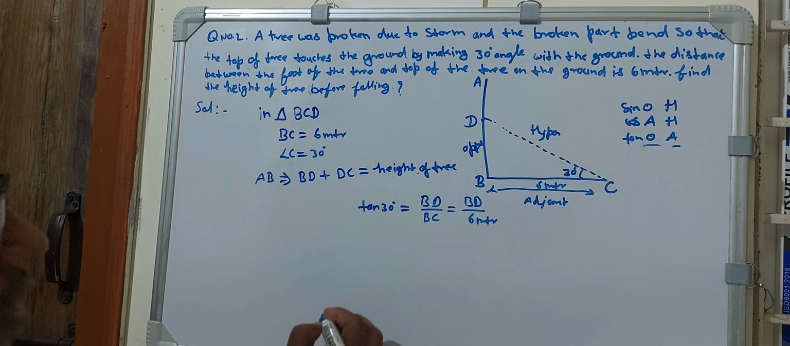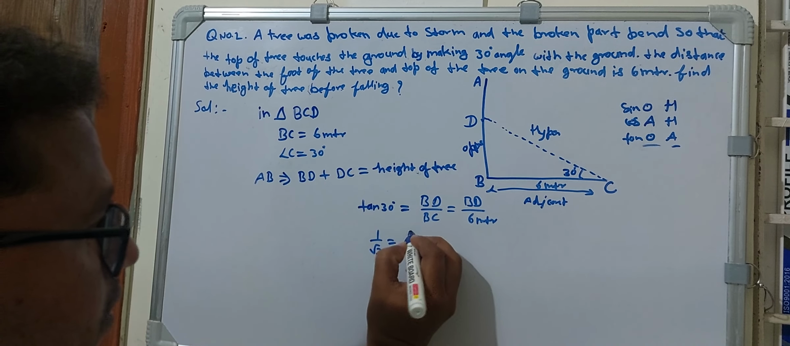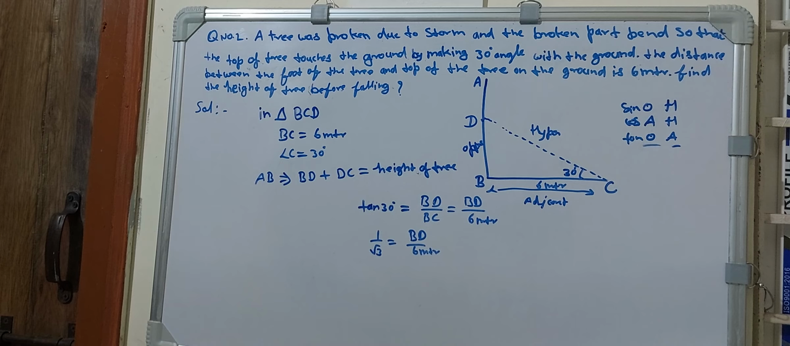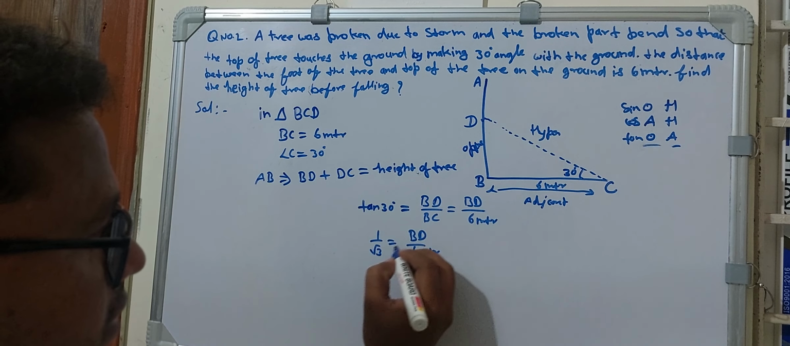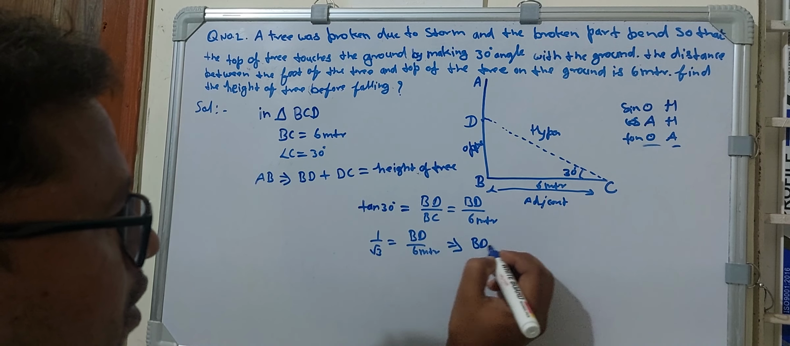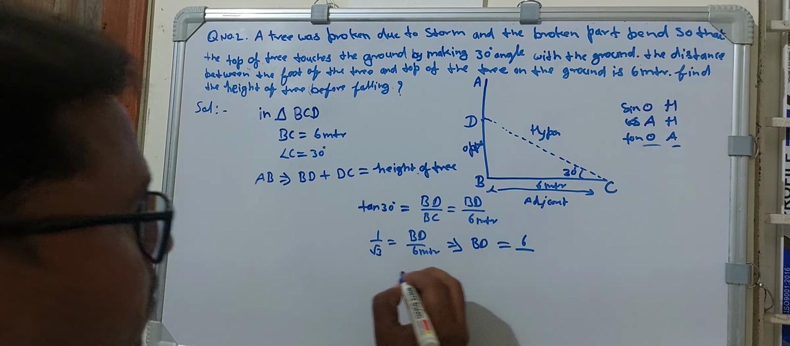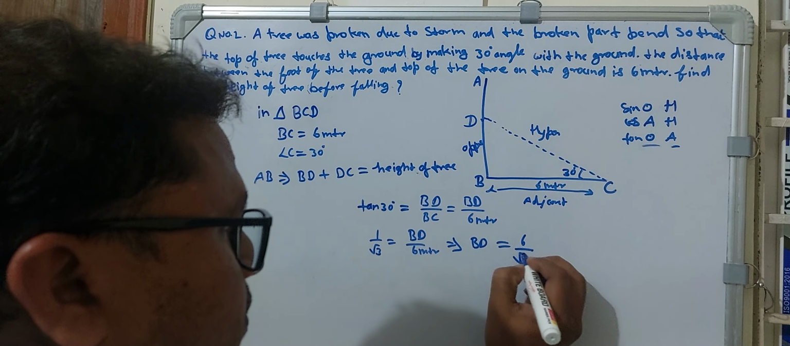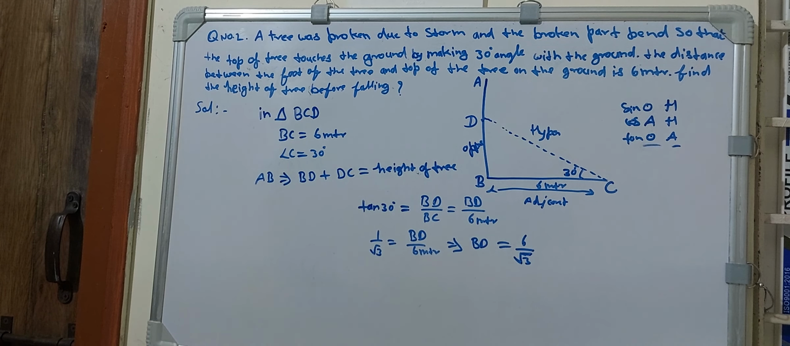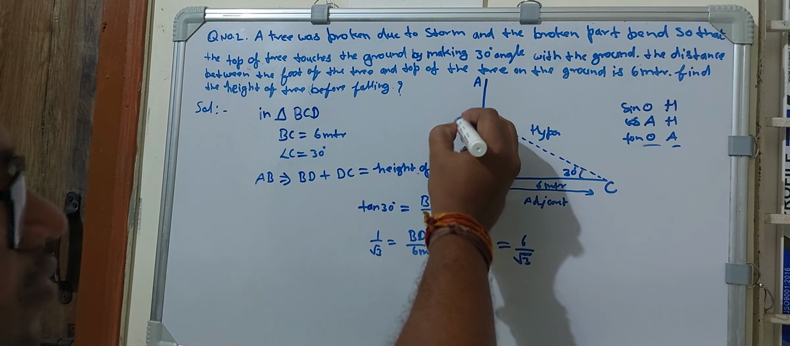Okay, now tan 30 is what? Tan 30 value is 1 upon root 3, which will be BD by 6 meter. Okay, so do cross multiplication, you will find BD is equal to 6 by root 3. Okay, now we got this BD, this side we got.